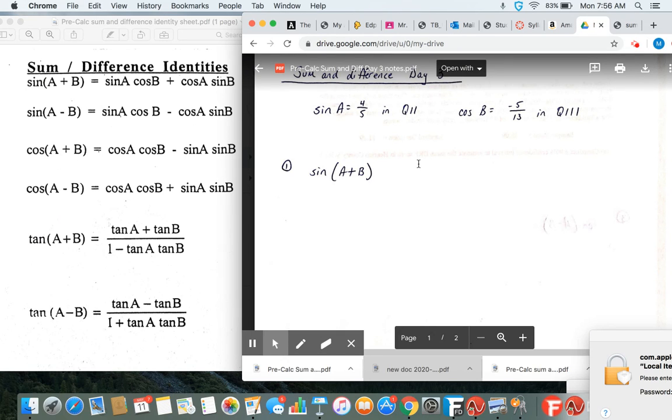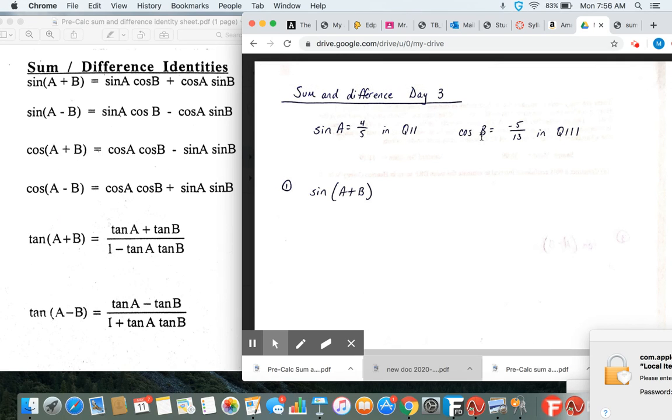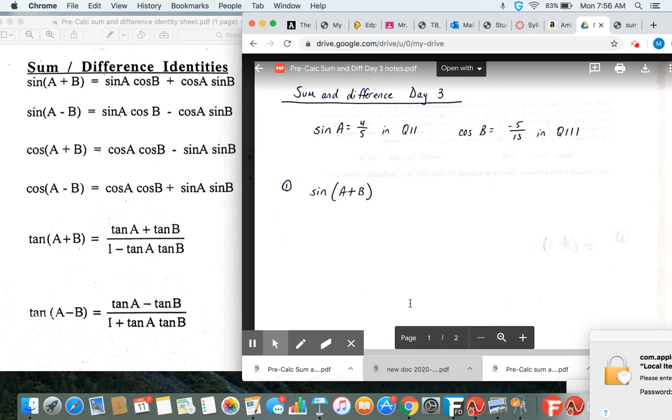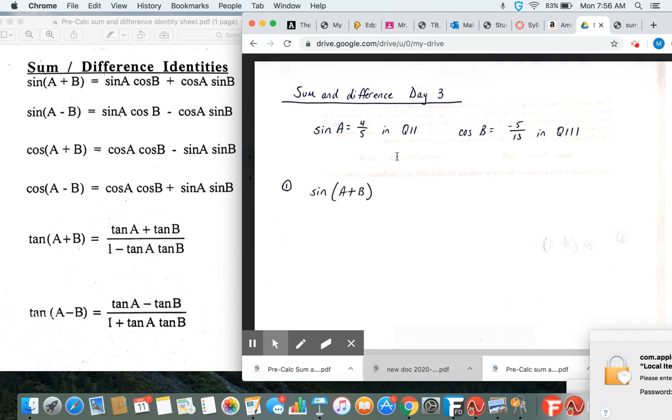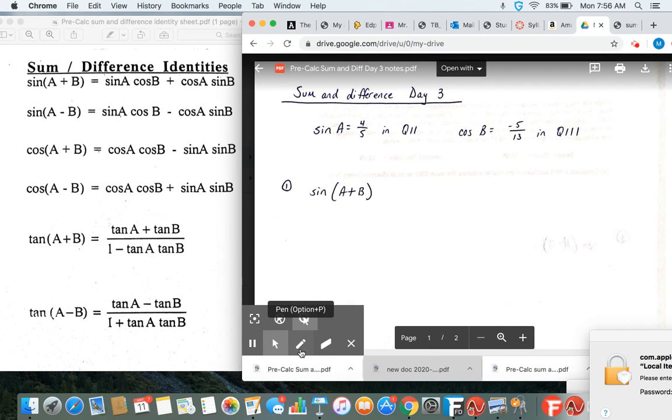It's the same problem. So you're going to be given two angles. We're told that the sine of angle A is 4/5, and it's in quadrant 2. And we're told that the cosine of angle B is -5/13, and that's in quadrant 3. So you might have thought when seeing this that we might have to draw a triangle here, right? So we're going to draw a triangle in whatever quadrant we're told.